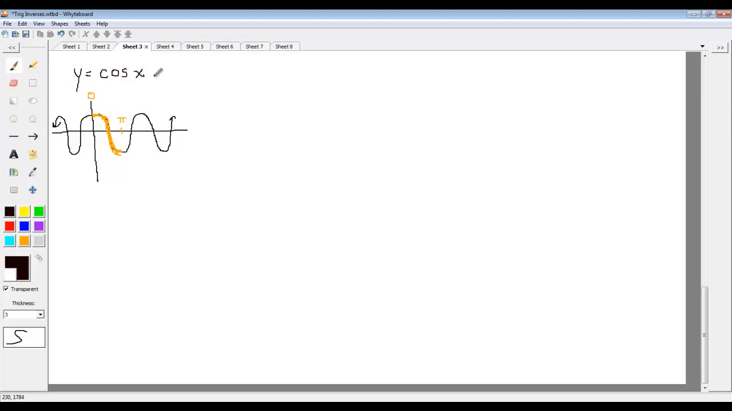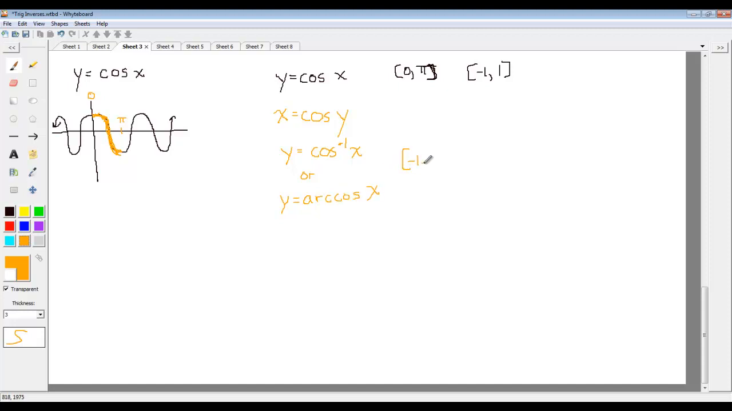So if we take y equals cosine x and limit the domain to go from 0 to pi, including pi, the range will go from negative 1 to 1. Then when we swap x and y to find the inverse, also referred to as the arc cosine, the domain will go negative 1 to 1, and the range will go 0 to pi. So just like with the arc sine, if you know your x's and y's for the cosine function, you can swap them and get your x's and y's for the arc cosine.